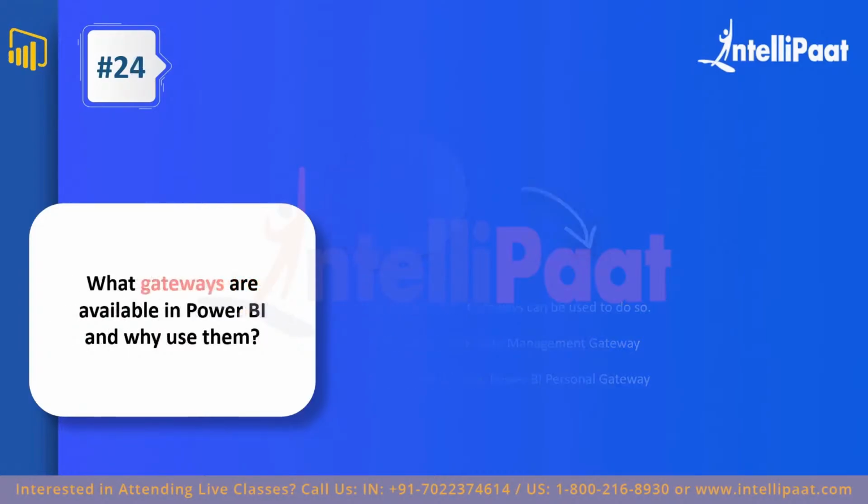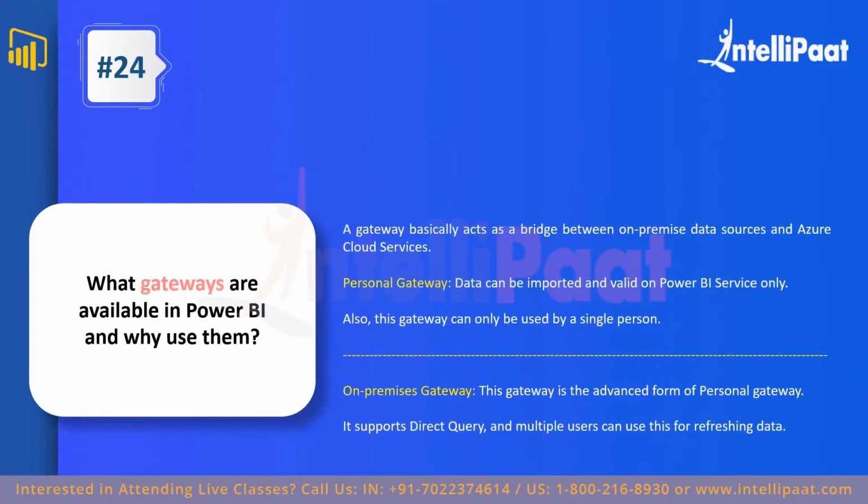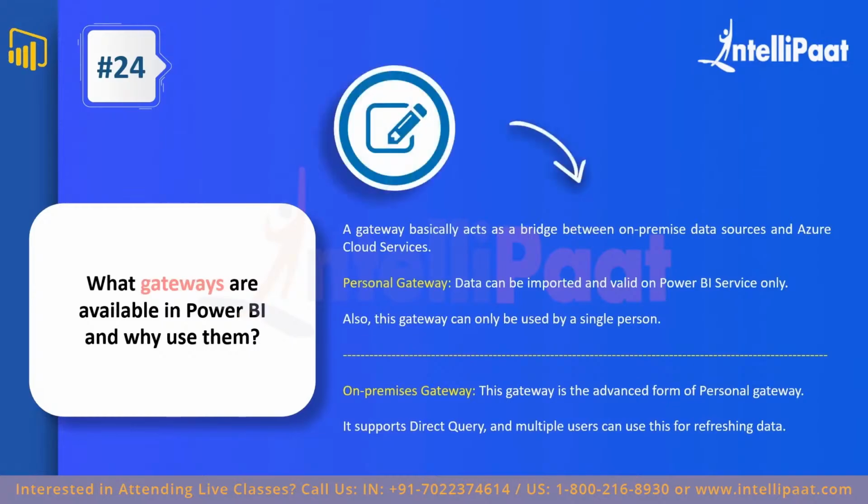Now, after understanding this, there could be a follow-up question which states, what are the gateways that are available in Power BI and why do we use them, right? A gateway, as you just saw in the previous question, is basically a bridge that is used to gap the on-premise data with the Azure cloud services that are present. To make use of gateways, there are two types of gateways present in Power BI. One, we have the personal gateway and we have the on-premise gateway.